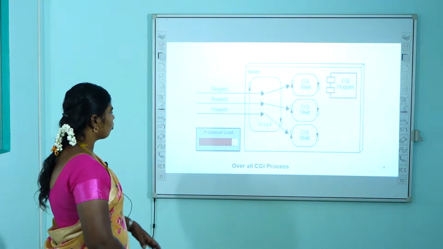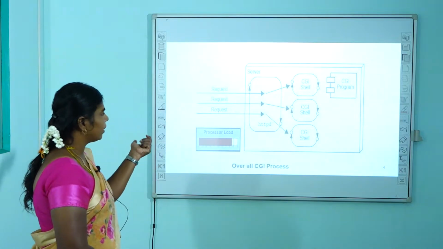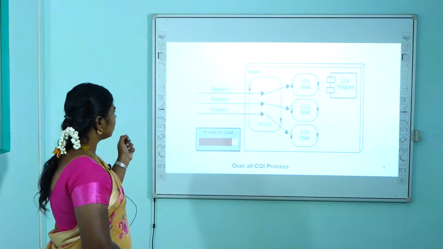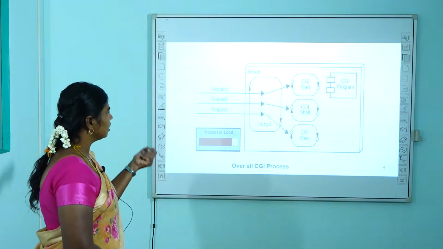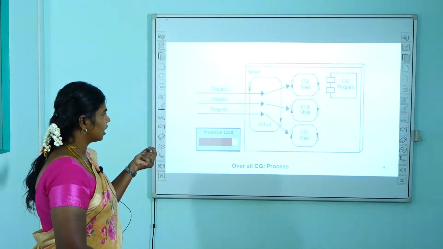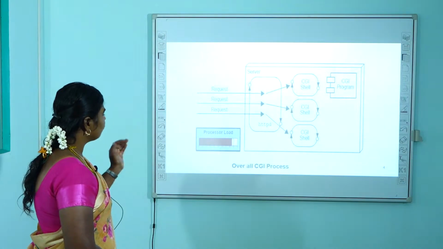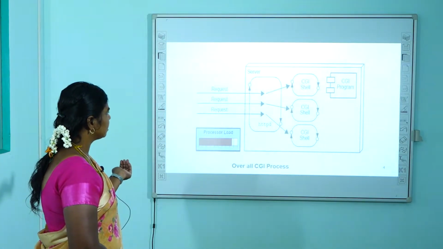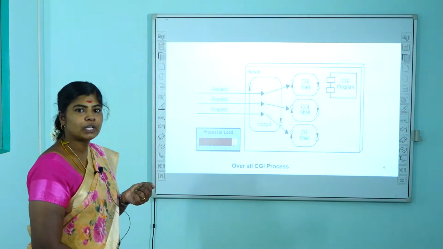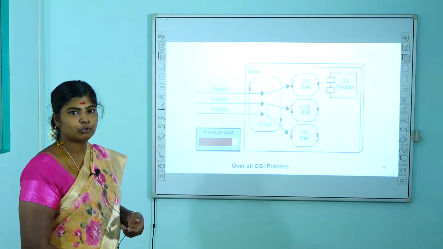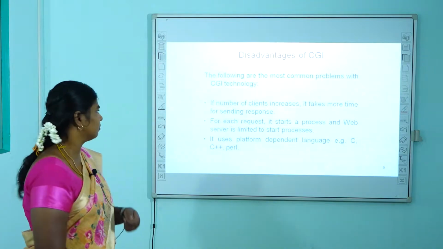And this is the overall diagram for the CGI process. The CGI module is an independent module that is separated from the server. Whenever the server receives an HTTP request from the client, it has to make a CGI connection, that is, a new process to the CGI module. So for every request made by the client, the server needs to make a new connection to the CGI program. So it takes a long response time for the client. So this is the drawback that we have met in CGI technology.